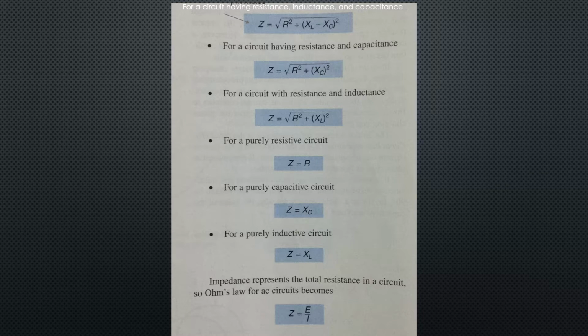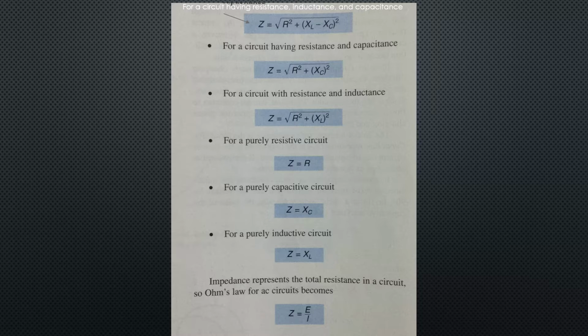For a circuit having resistance and capacitance, impedance equals the square root of resistance squared plus capacitive reactance squared. For a circuit with resistance and inductance, impedance equals the square root of resistance squared plus inductive reactance squared.